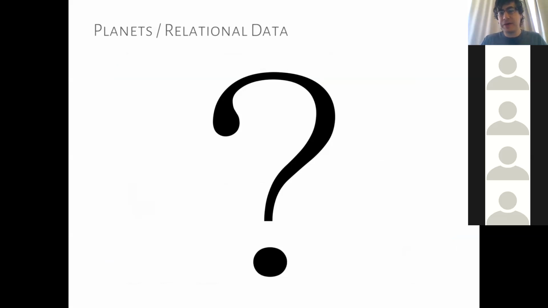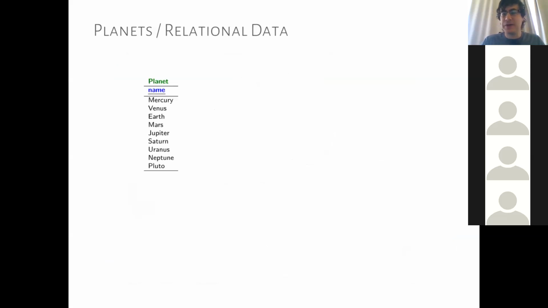So if we think about trying to model, for example, information about planets as relational data, we could start with a table called planet, which has a name to start with. We can hopefully name the planets, and we can define the names of the planets as a primary key. So initially, we don't have all our data. We just know that we want to model some data about planets.